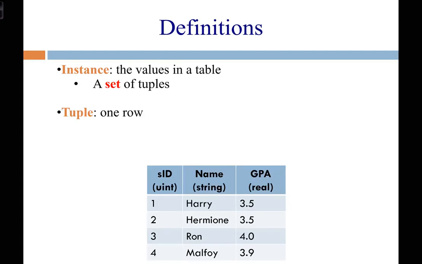Okay, so it's important to note that the instance is a set of tuples. Set means, what does set mean? No duplicates. Somebody said it. Yes. That means there can be no two rows that have the same pieces of information in every field. Now, there can be two rows that have the same pieces of information in some fields, like GPA here. Harry and Hermione have the same GPA. But the combination of all fields makes unique tuples for every row here.